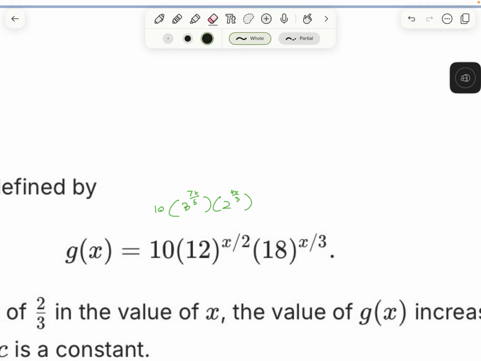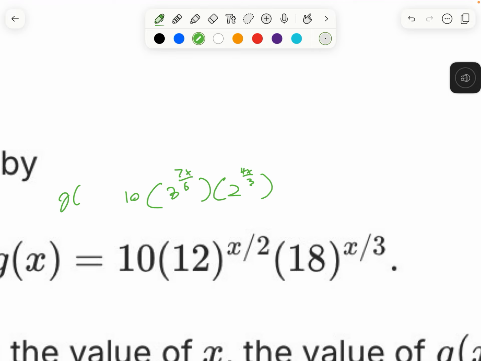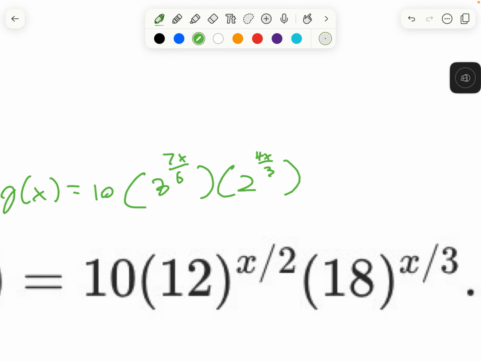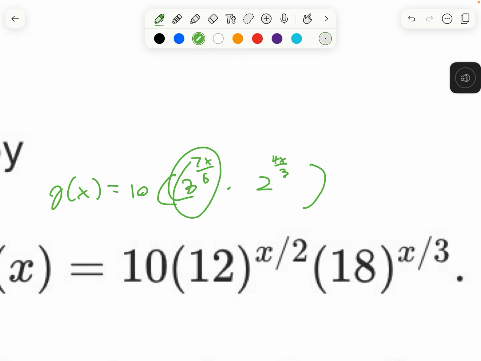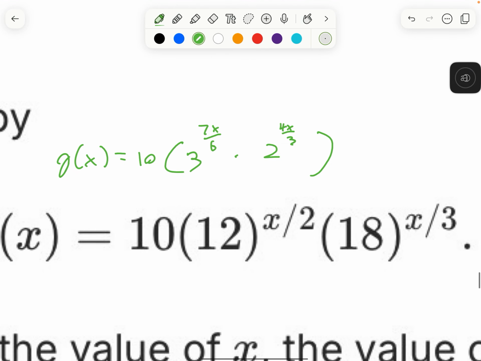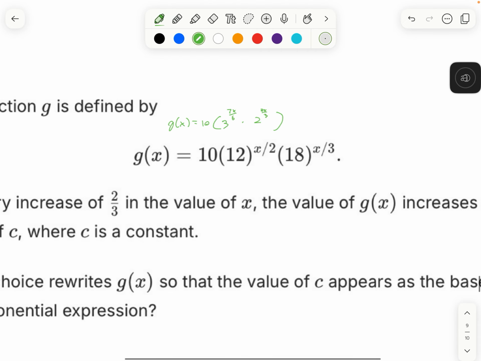But essentially, when you simplify everything, you should get this as g of x. This is what we want. I'm going to remove these parentheses because now we have everything in terms of 3 and 2, and all the answer choices are in terms of 3 and 2, so that's a good start.